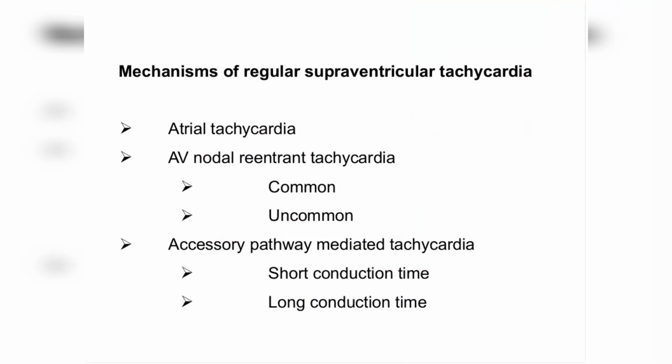Let me tell you from the beginning that we will deal with some specific maneuvers in order to make a diagnosis between these 5 types of regular supraventricular tachycardias: atrial tachycardia, AV nodal reentrant tachycardia, accessory pathway mediated tachycardia, or AVRT. AV nodal reentrant tachycardia can be of the common or uncommon type, and accessory pathways could be of a short or a long conduction time.